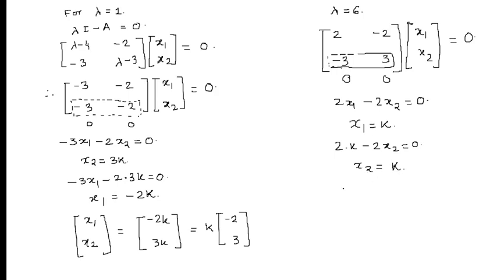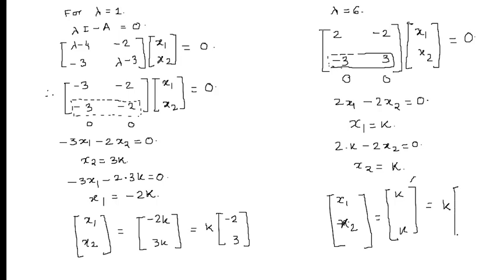So now what is your eigenvector? Your eigenvector for lambda equal to 6 is x1 and x2. So x1 was equal to k and this is also equal to k. That means if you take k common, it becomes k into 1 and 1. So these are the eigenvectors for the system.